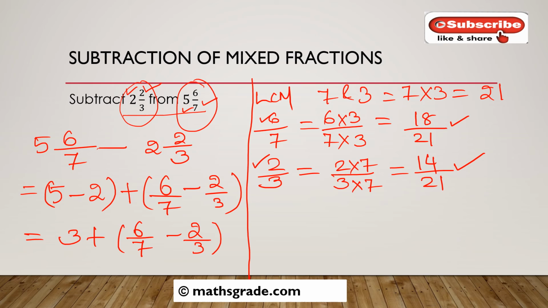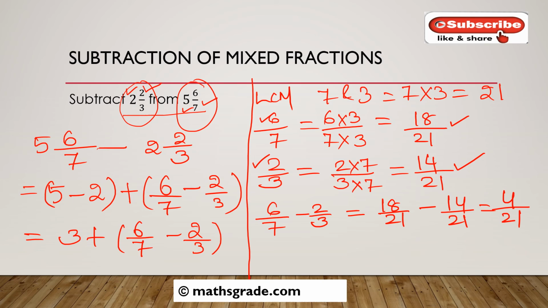Now we get 18 divided by 21 and 14 divided by 21. Both are like fractions, having equal denominators, that is 21. Now we have to subtract 6 divided by 7 minus 2 divided by 3, which is 18 divided by 21 minus 14 divided by 21. That is, just subtract the numerators: 18 minus 14 is 4. So we get 4 divided by 21, and this is the subtraction of 6 divided by 7 minus 2 divided by 3.